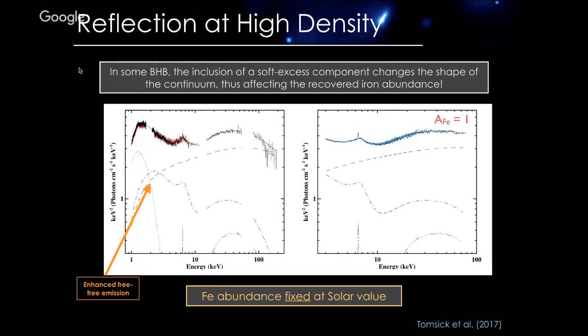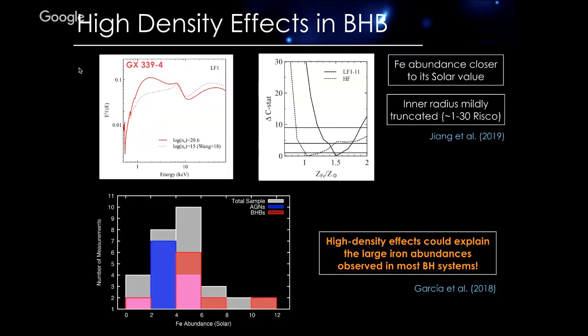So once again, the enhanced free emission changes the shape of the spectrum, and that seemed to have a positive effect in reducing the iron abundance that you require to fit the same data. We tried that back in GX 339-4, where we were finding something like 5 times solar. Now we got something between 1 and 1.5, which is much more reasonable. So it seems that we're going in the right direction.